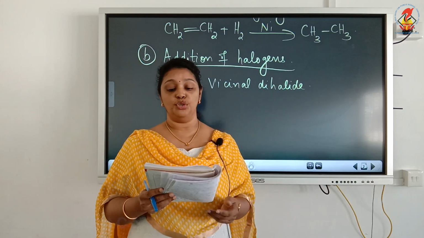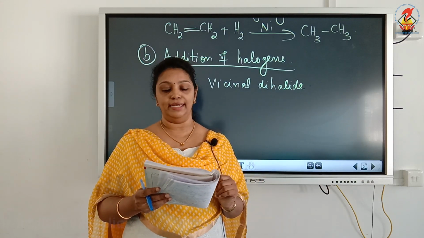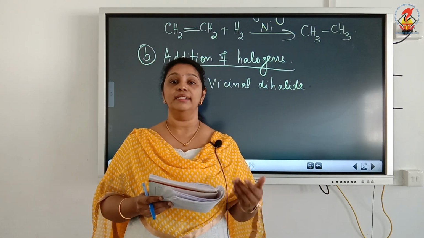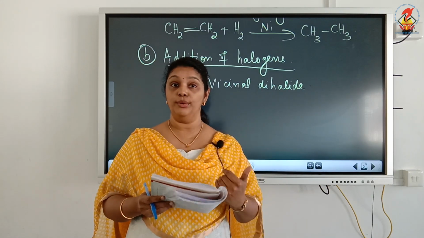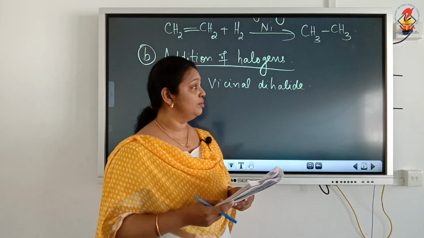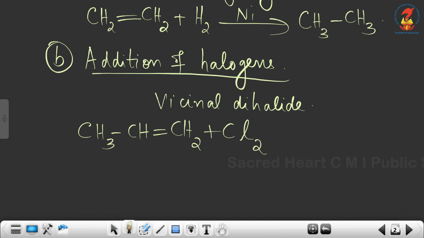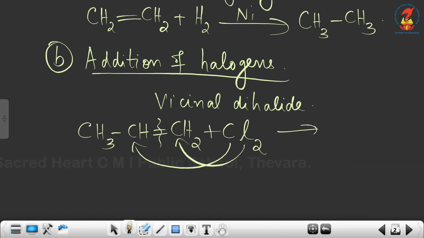Now, fluorine reacts too rapidly with alkene, while iodine does not react with alkene under ordinary conditions. So, we have to study the addition of chlorine and bromine to alkene. So, if chlorine is added, then how can we write the example equation? CH3 CH double bond CH2 plus chlorine Cl2. Here the double bond will break and one chlorine will add to CH, the other will add to the other CH2 double bonded carbon. So, what will be the product? We get the product as CH3 single bond CHCl.